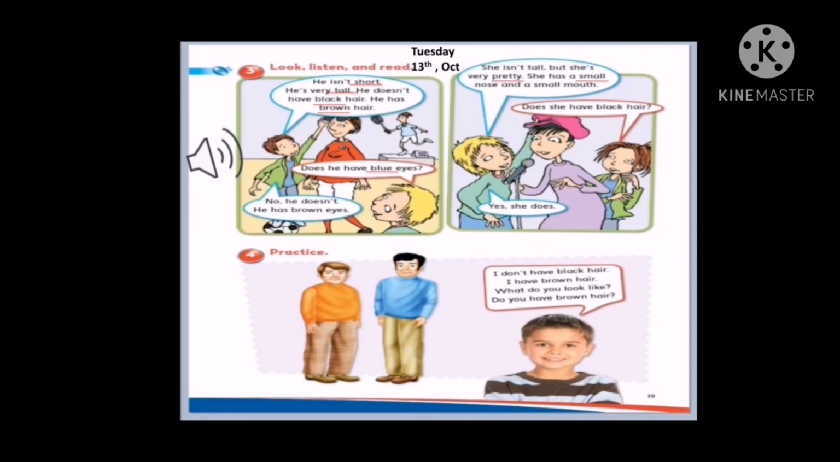Now, let's find out together the parts of the body. Where are the parts of the body here in the paragraph? Let's circle the parts of the body. Here we have hair, eyes, nose, mouth. So circle them.